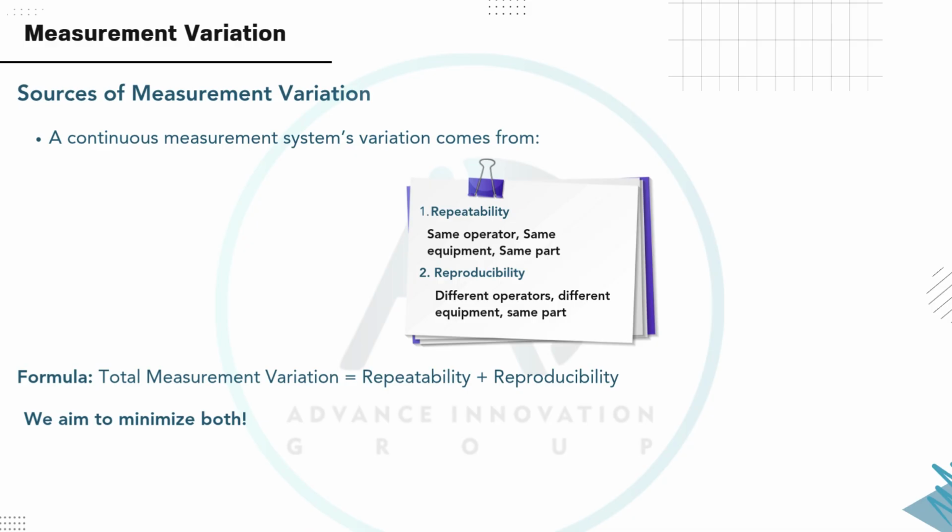Together, these two components form the total measurement variation, expressed in the formula: total measurement variation equals repeatability plus reproducibility. Our goal is to minimize both repeatability and reproducibility errors. A good measurement system should show minimal variation regardless of who measures, with what, or when. Understanding and reducing measurement variation is essential for reliable data and effective decision-making in any quality improvement project.